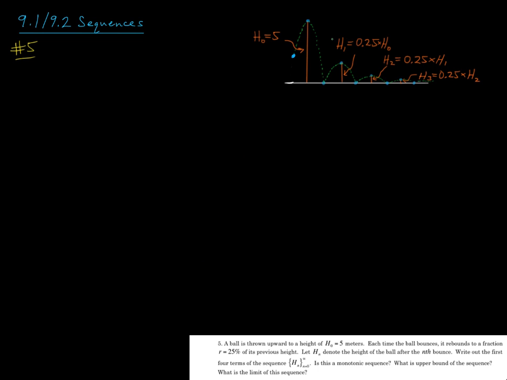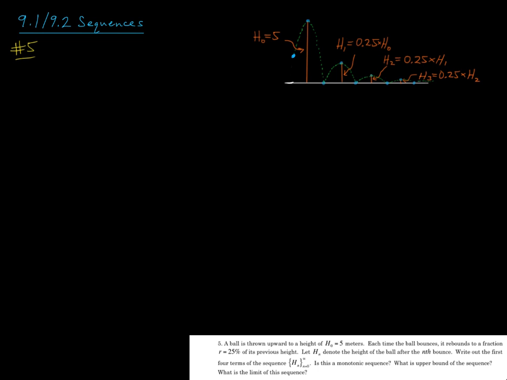All right, so you can see in this figure here, the ball is thrown upward from some initial height, which we're not told, but we're not going to need to know what it is anyways. But it's thrown up to a height of 5 meters. And then it's going to come down and bounce, and then it's going to rebound to a height that is 25% of this initial height. So the height after the first bounce, which is what we're calling h1, that's going to be 25% of h sub 0, in other words, 0.25 times h sub 0.